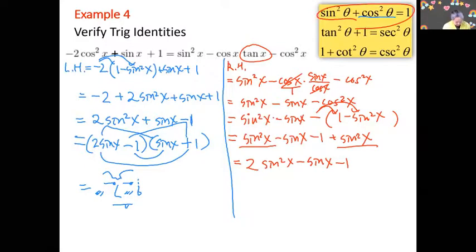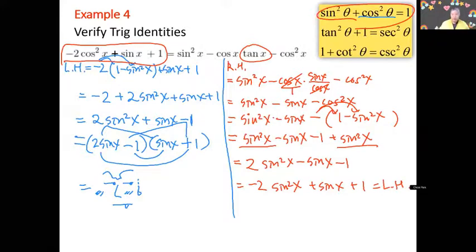Then it's very similar to the left-hand side, so it's almost successful. All the terms are the same, but the signs, positive and negative, differ. But we can still make it. So imagine we multiply everything by negative 1, so it's going to be negative 2 sine square x, positive sine x, positive 1. It is the original left-hand side. So started from the right-hand side, second trial, we successfully rewrote all the way to the left-hand side. Cool?